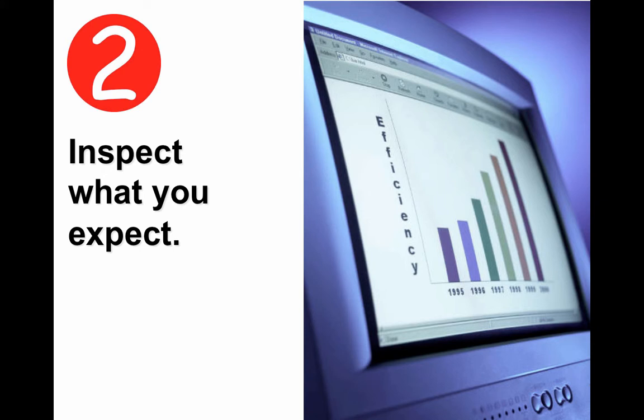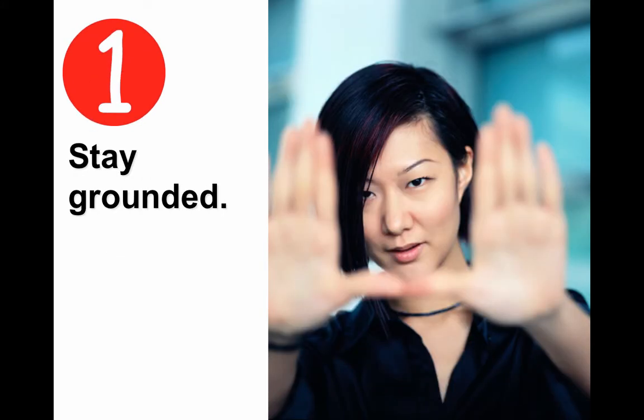So inspecting what you expect is really focusing on the data, and it doesn't necessarily have to be big data. It can be little data focused on your particular course. And then last but not least, number 1, stay grounded.